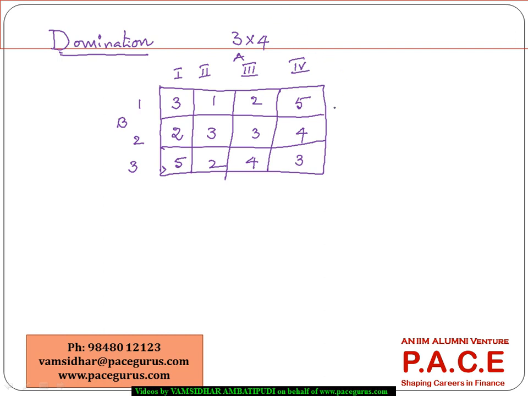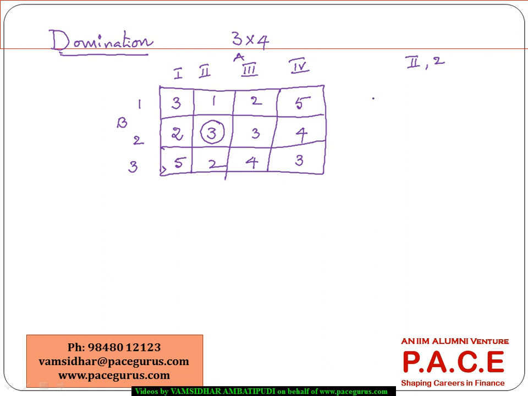Now here is how the reading of this goes. If A has chosen strategy number 2 and B has chosen strategy number 2, the loss of $3 is for A and the gain of $3 is there for B. That's the meaning of this kind of representation.